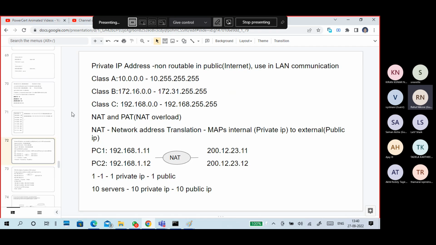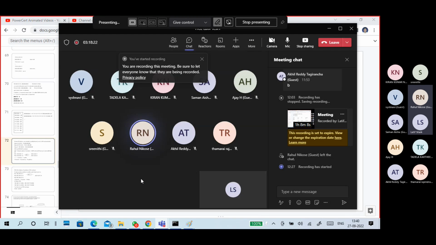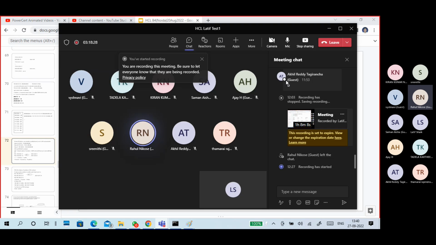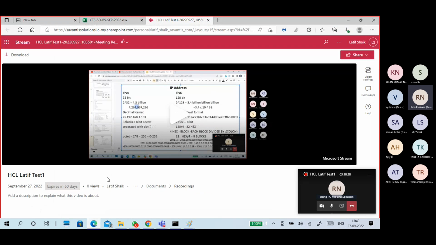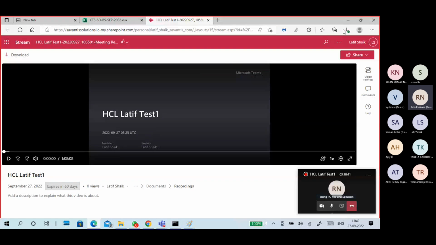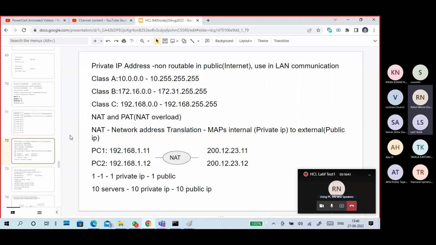Any doubts or anything? For the last half an hour I keep asking, guys. Okay, no problem. No doubts, then good. So we'll meet again tomorrow. Tomorrow I will try to change the timing a little earlier, like 10:15. But 10:15 becomes 10:30, and if I say 10:30, it becomes 10:40. So we'll see. No problem.